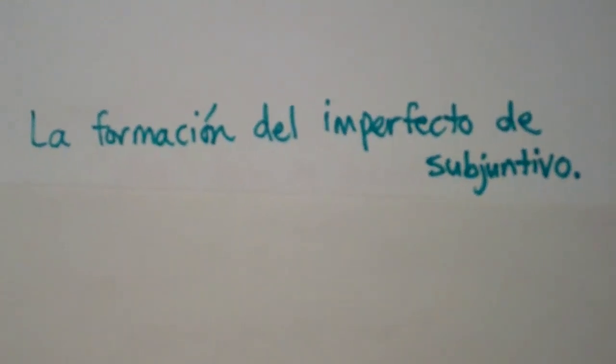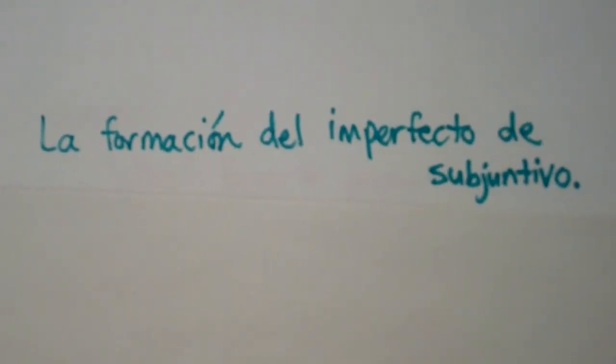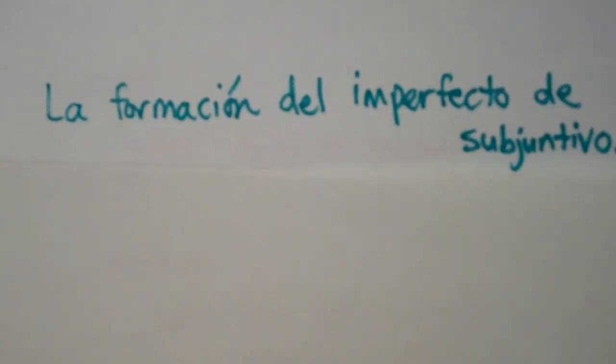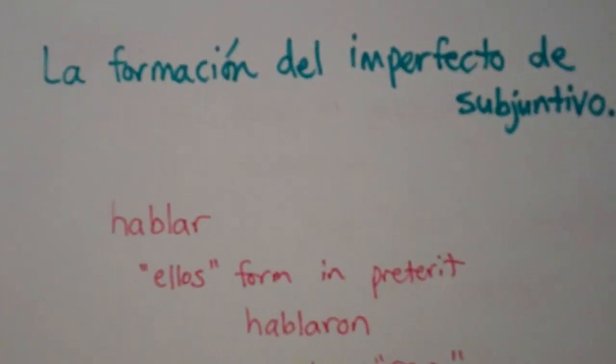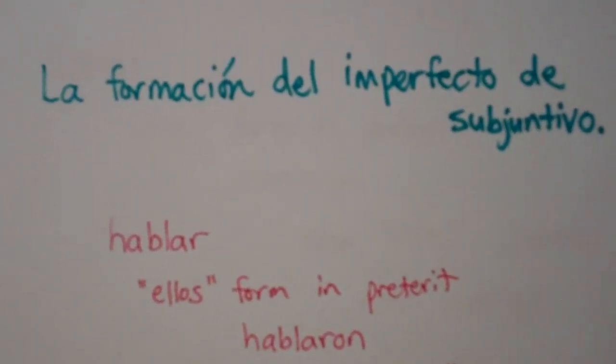Buenos días, clase. Vamos a hablar de la formación del imperfecto de subjuntivo. Okay, un poco en inglés. To talk about the formation of the imperfect subjunctive, first let's think back to our formation of our present subjunctive.